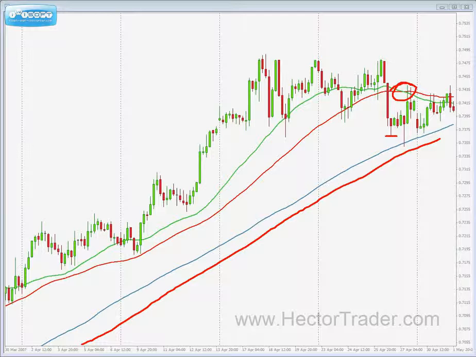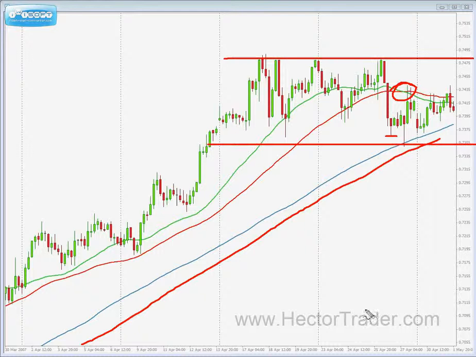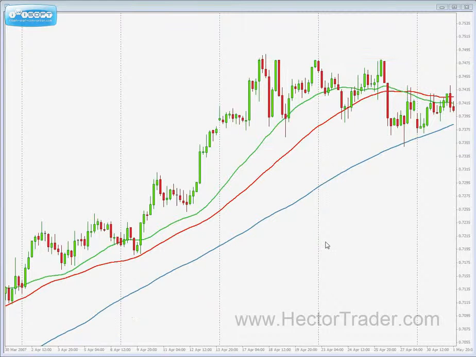The crossovers mean that the moving averages are not parallel anymore, and if they are not parallel anymore, the trend is just not a trend anymore. Have a look at this chart. This is not a trend anymore. All right. Okay, guys.